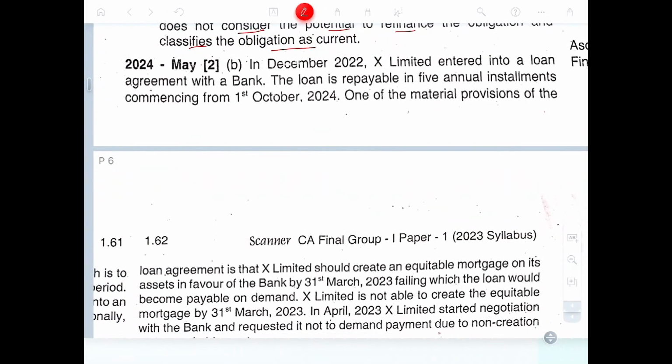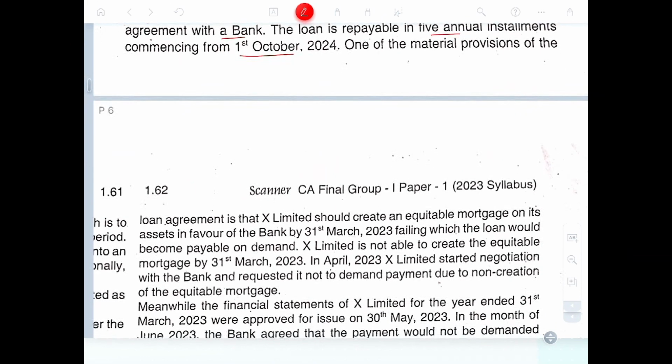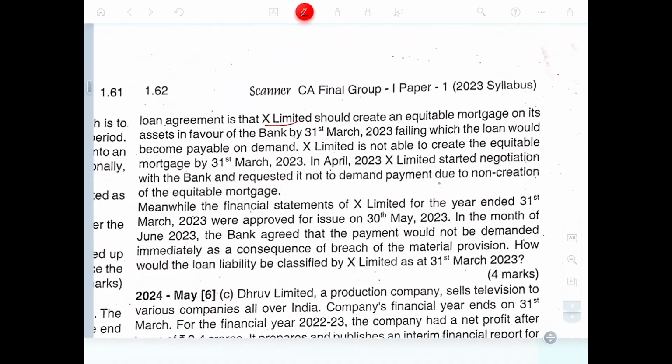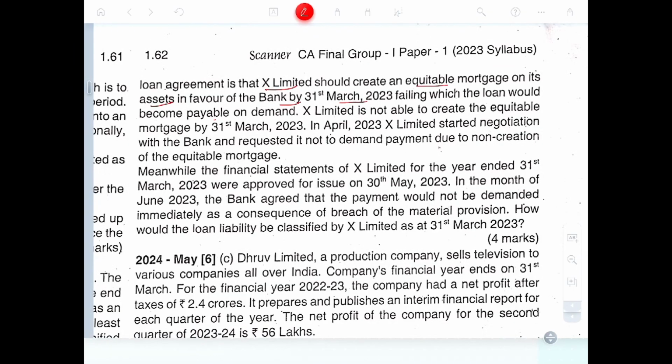On December 22, X Limited entered into a loan agreement with the bank. The loan is repayable in 5 annual installments commencing 1st October. One of the material provisions of this loan agreement is that X Limited should create an equitable mortgage on the asset in favor of the bank by 31st March, failing which the loan will be payable on demand.